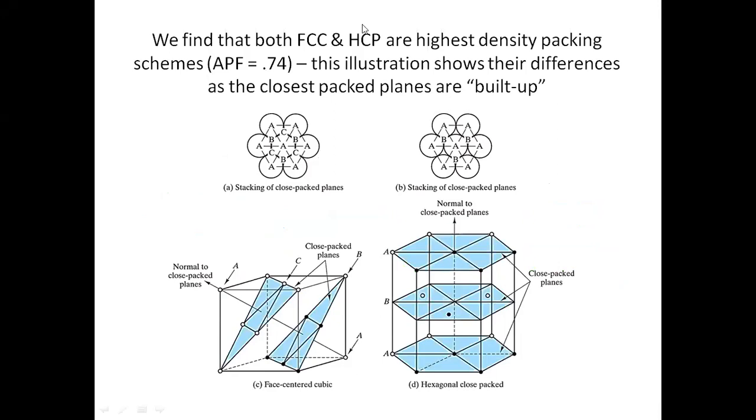So this illustration shows their differences as the closest packed planes are built up. It's basically illustrating to us how the stacking is happening along the planes. So this is a hexagon. You have the packing here, the packing here, the packing on top, and here at the bottom. So there's one atom here, and then the other two here, making it 3 in the middle layer. Then the top layer has the 6 here plus the body centered one here, which is the 7, and same as the one here. Then for the face-centered cubic, there's a cube here.